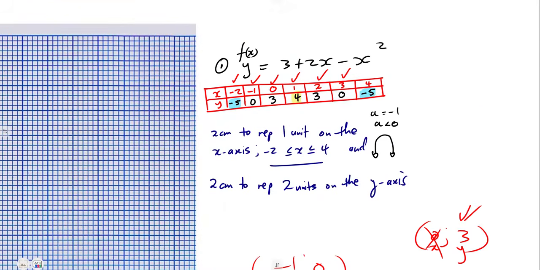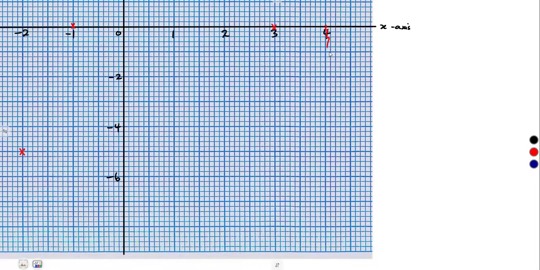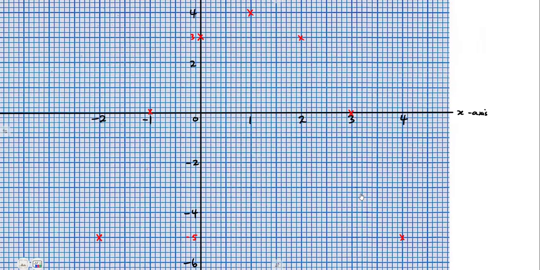And the last point, 4 versus minus 5. X is 4 and y is minus 5. In between here, they are going to meet. So where they meet, you mark the point 4, minus 5. Okay, something like that. With these points, we have marked all the points that were given.